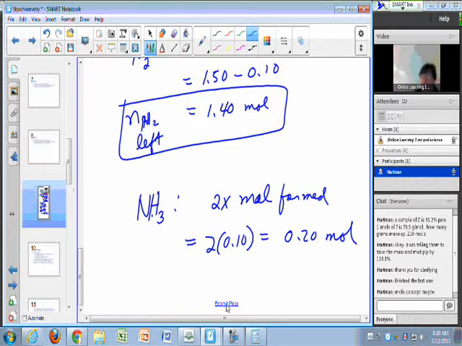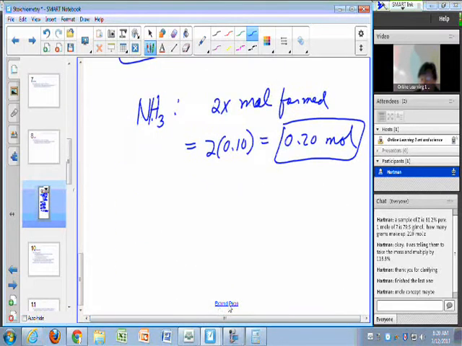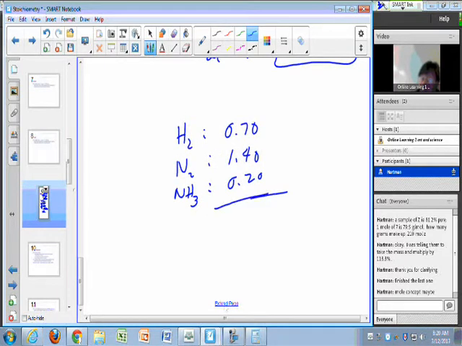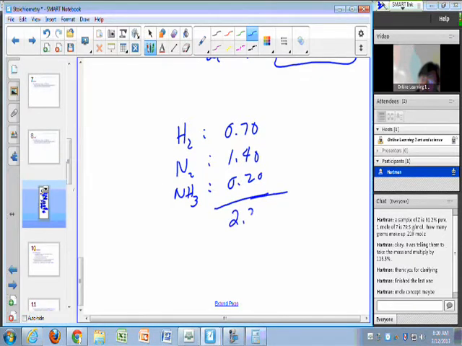Okay, so let's verify that these numbers actually do add up to 2.3. For H2 you have 0.7. Nitrogen is 1.40. And NH3 you have 0.20. So that would be 0.7 plus 1.4 plus 0.2. That gives you 2.30 moles. So we get the right numbers.